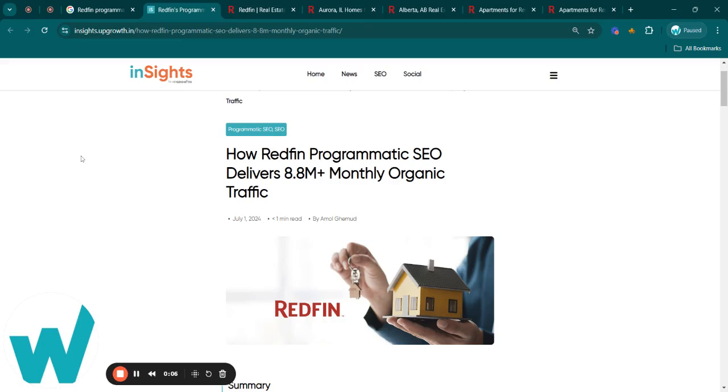So on our programmatic SEO case studies series, today we are diving into Redfin's programmatic SEO, which is helping them deliver around 8.8 million plus monthly organic traffic.